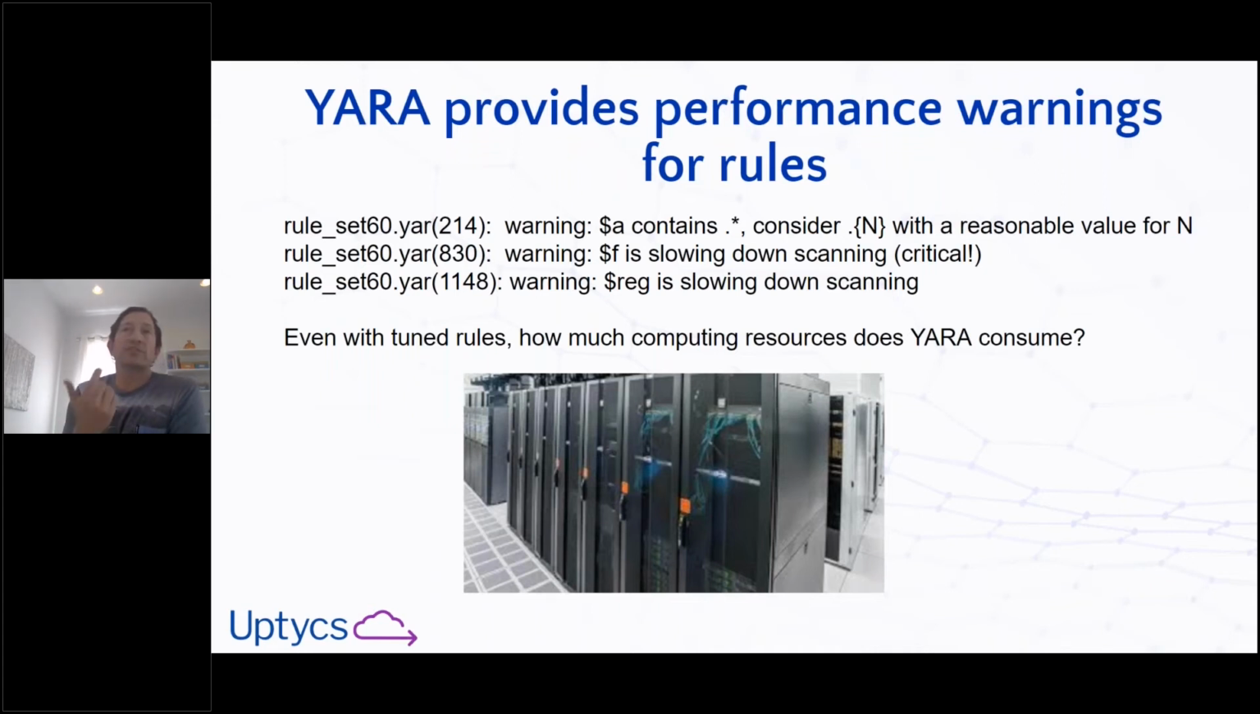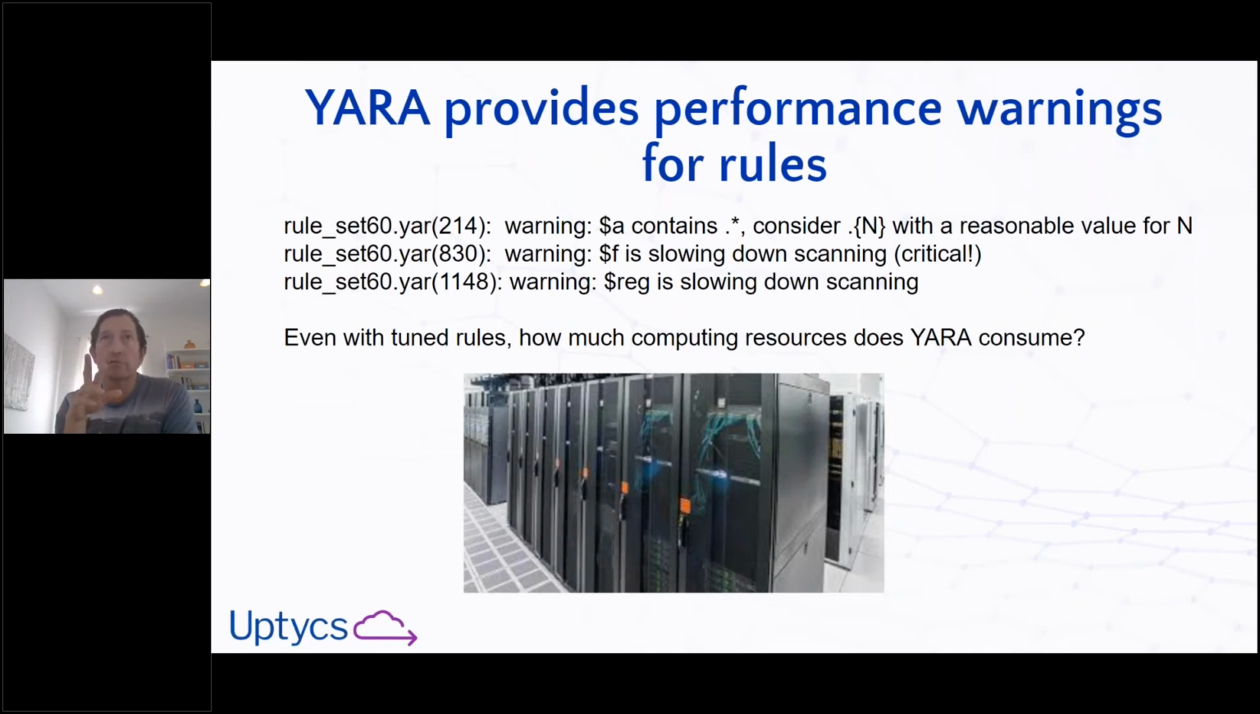And one of the nice things about YARA is that when you run it, if you have rules that you've built that are not going to perform that well, then YARA will tell you about it. It'll give you these warnings. So in this particular case, I had a rule on line 214 that had a string $a with .*, and it's saying, consider using .{n} instead with a reasonable value for n. It'll give you better performance.